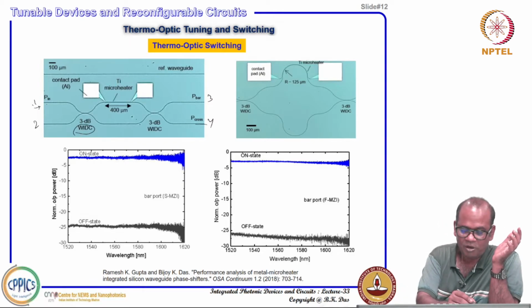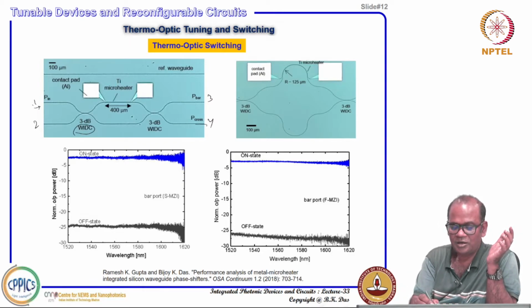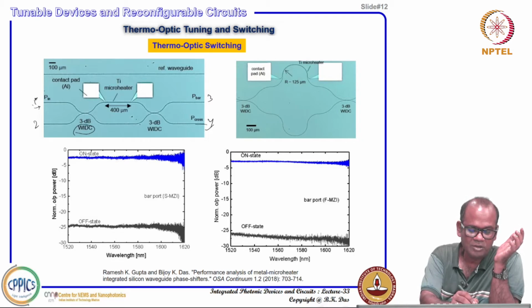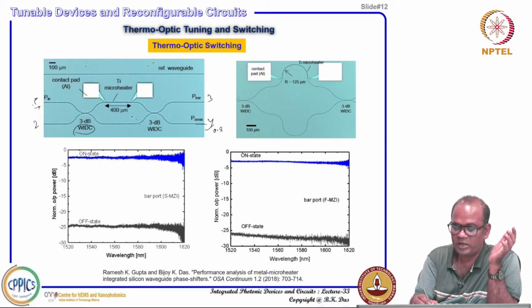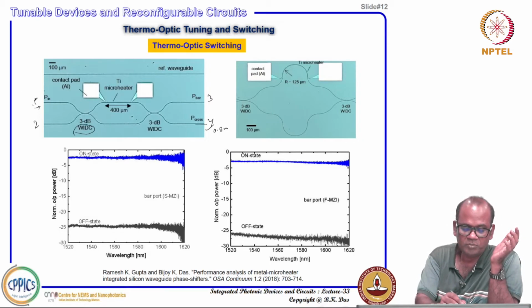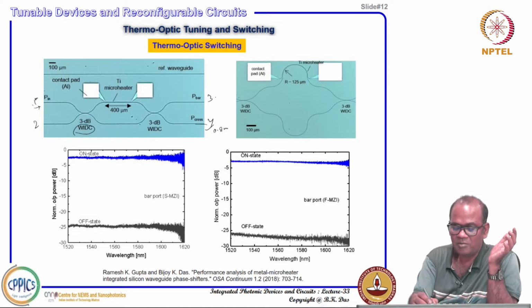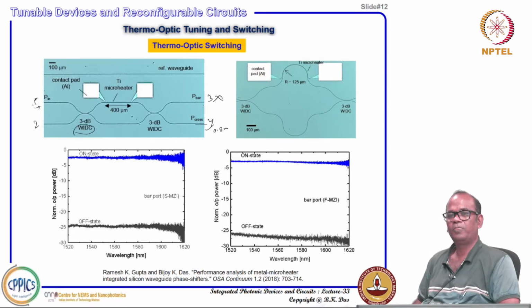So, ultimately if you launch here, entirely it will be coming in the cross port. If you are launching here 1 milliwatt, maybe you will be getting 0.8 milliwatt, maybe 0.2 milliwatt will be lost because of the directional coupler, etc., but nothing will be there in the bar port.